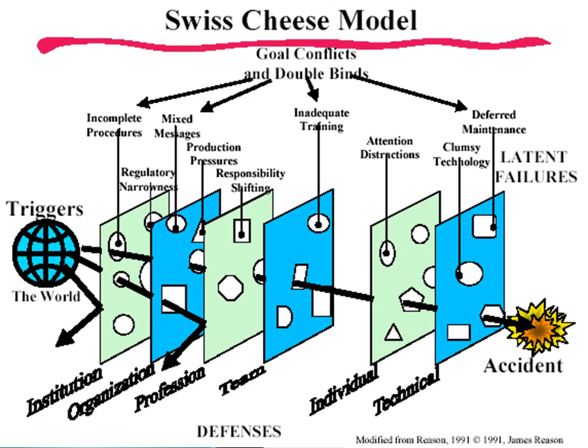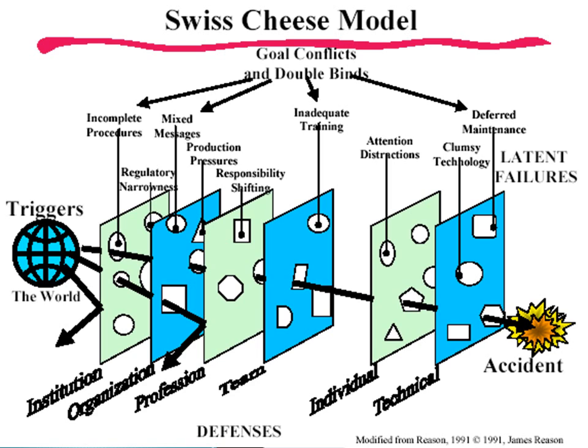Like there's an incomplete procedure, like you have a patient with asthma and you don't collect or check the peak flows. There's a mixed message. So you tell a patient to come in at 2:30 on the 5th and they think it's 2:30 on the 6th. There's responsibility shifting in things like a transition from one person to the next. You're not properly trained. Your attention is distracted. The technology doesn't work. All of these are possibilities for error.